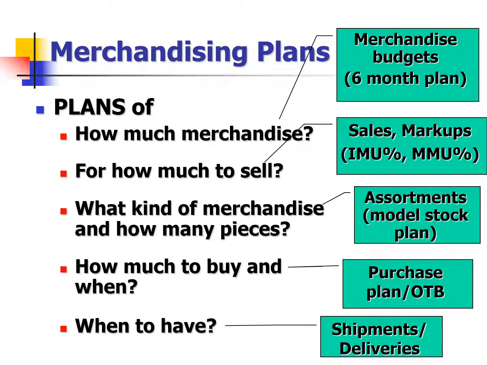Then finally, you also have to have some shipment plan, when you're going to actually have this merchandise in. When you buy and when you have the merchandise are two different things. You don't get the merchandise as soon as you buy it. So you have to have the delivery plan or shipment plan so that you know when you're going to have a certain merchandise.